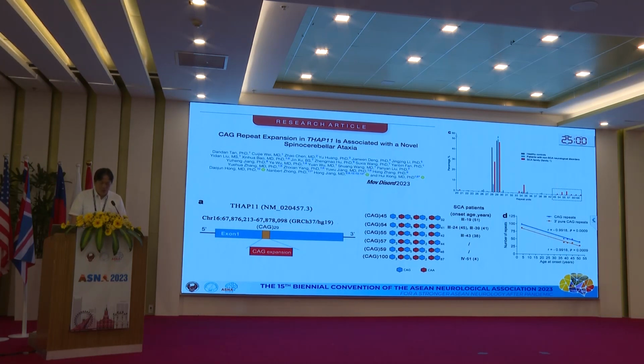The new disease is reported by Chinese neurologists. This is an exonic CAG repeat, the first CAG repeat in a quarter century. There is still a limited number of patients and families, so subsequent follow-up studies are awaited.